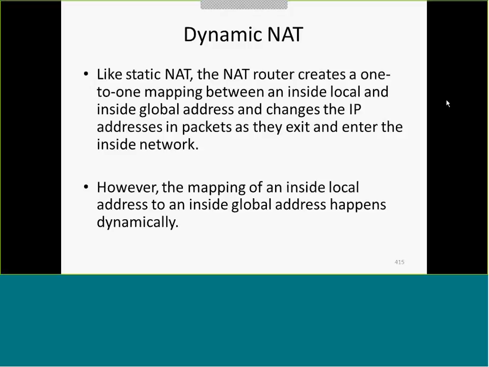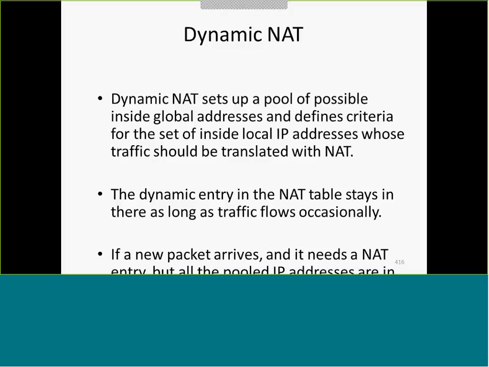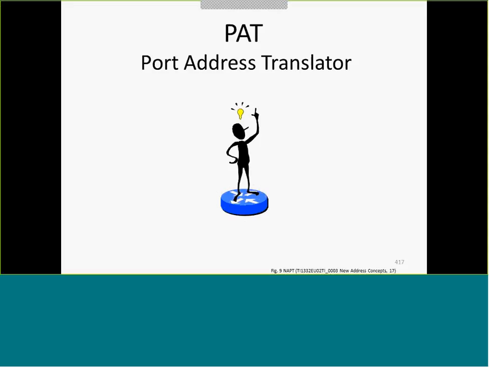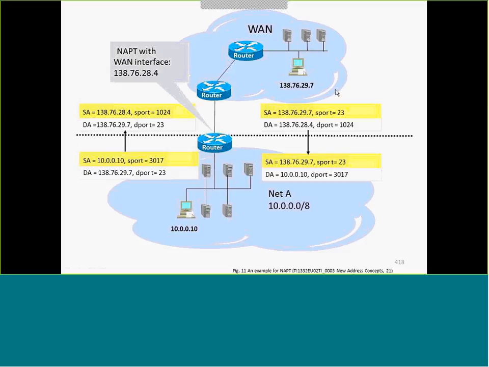However, the mapping of inside local to global address happens dynamically. We discussed this, okay? The port address is very important. While going out it is port 1024, but the actual source port is 3014, not address, port number. Understood? We are not only transmitting the IP address, we are also transmitting the port address. Much more privacy, right?